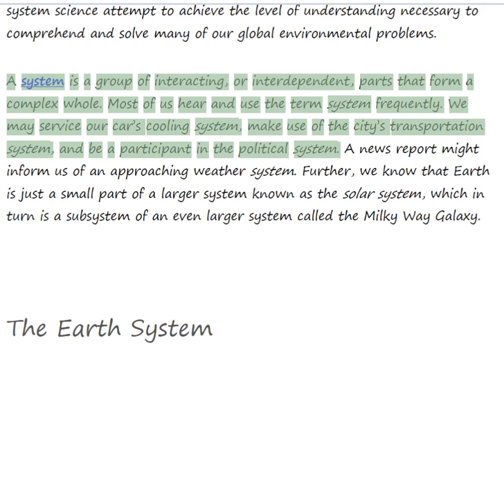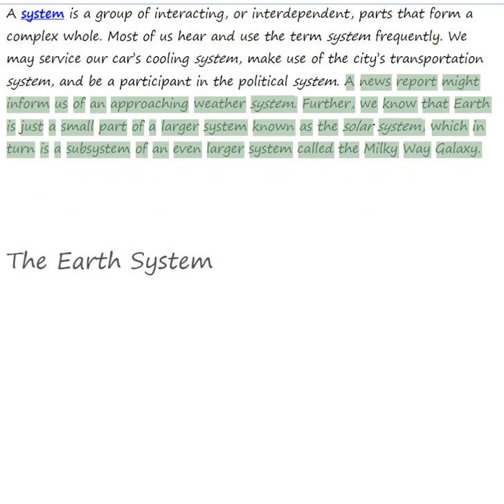A system is a group of interacting, or interdependent, parts that form a complex whole. Most of us hear and use the term system frequently. We may service our car's cooling system, make use of the city's transportation system, and be a participant in the political system. A news report might inform us of an approaching weather system. Further, we know that Earth is just a small part of a larger system known as the solar system, which in turn is a subsystem of an even larger system called the Milky Way galaxy.